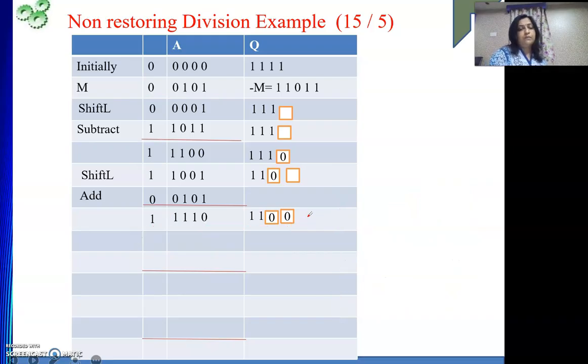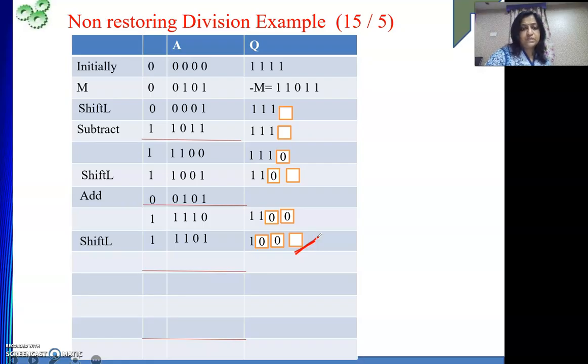Now see, what will be our next step? We need not do any restoring. So this is 1. So what will I do? I'll do shift left and add. Whenever the sign bit of A is 1, we'll perform shift and then addition. If it is 0, then shift and subtraction. So we will do it. Shift left, we have done. And one extra box is created, right? Now see, what will we do?